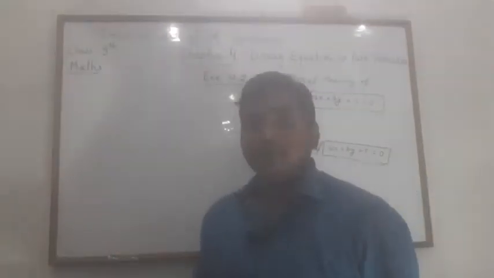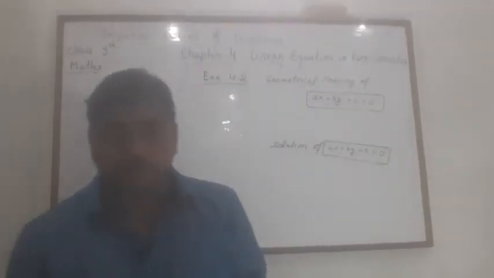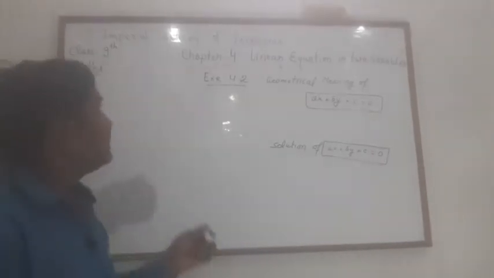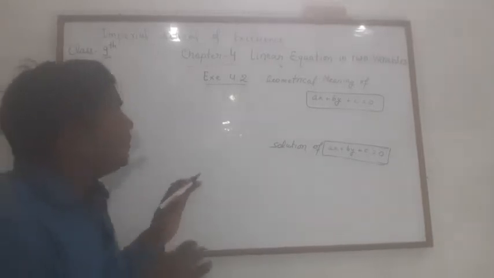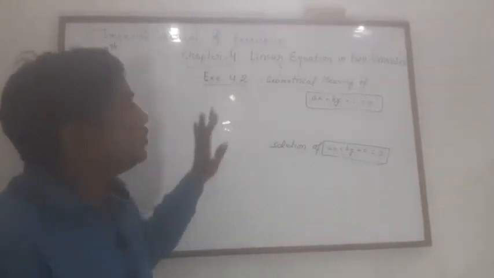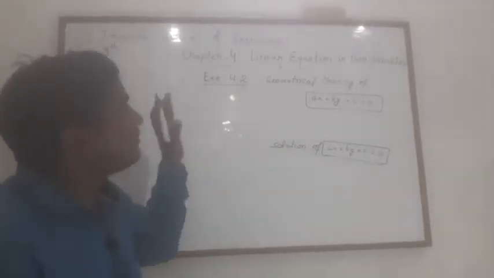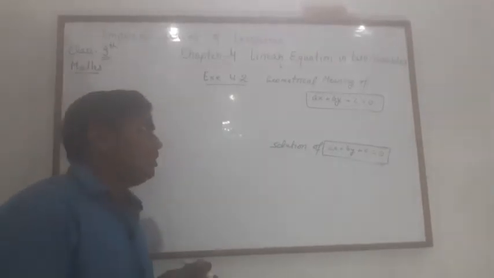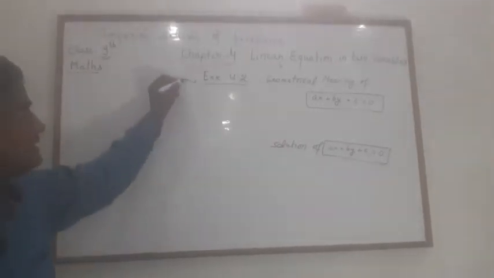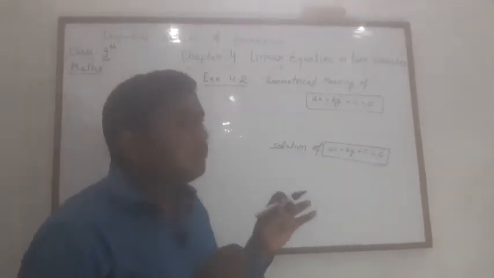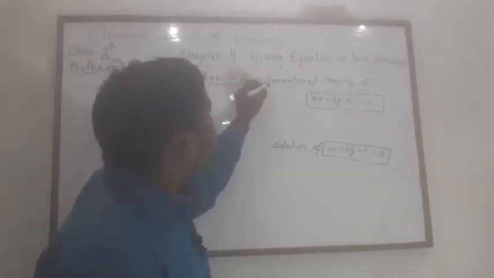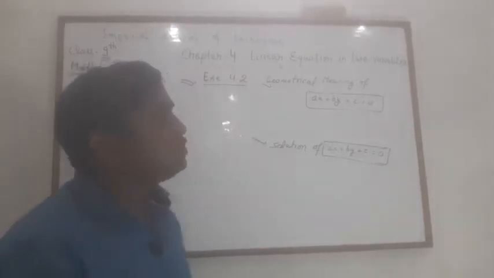Welcome dear students. Today we will talk about mathematics of class 9th, and now we are going to do exercise 4.2 because we have started chapter 4, linear equation in two variables. Before I start this exercise, I want to tell you very important terms and facts about this linear equation in two variables.